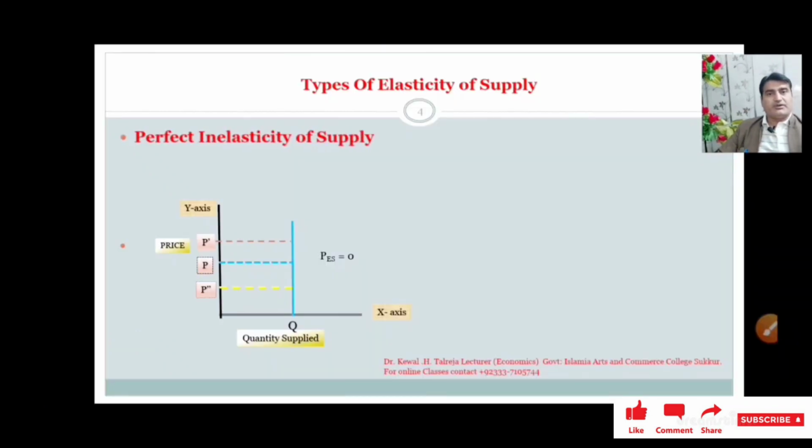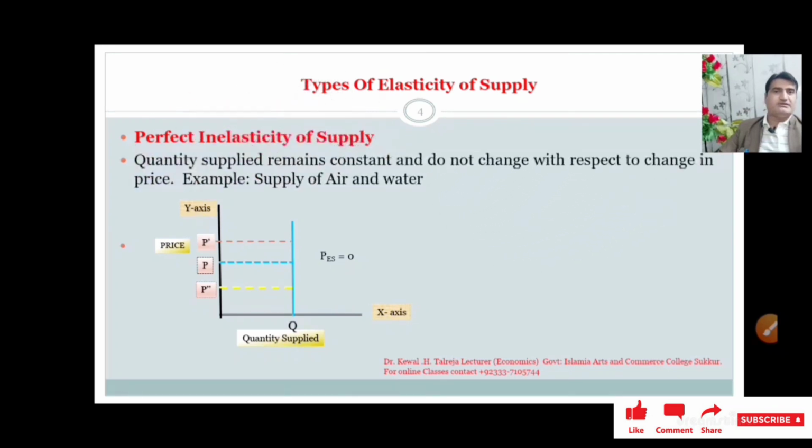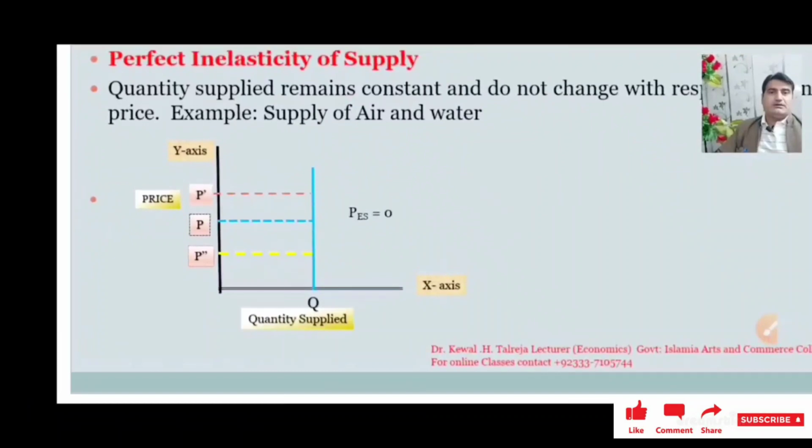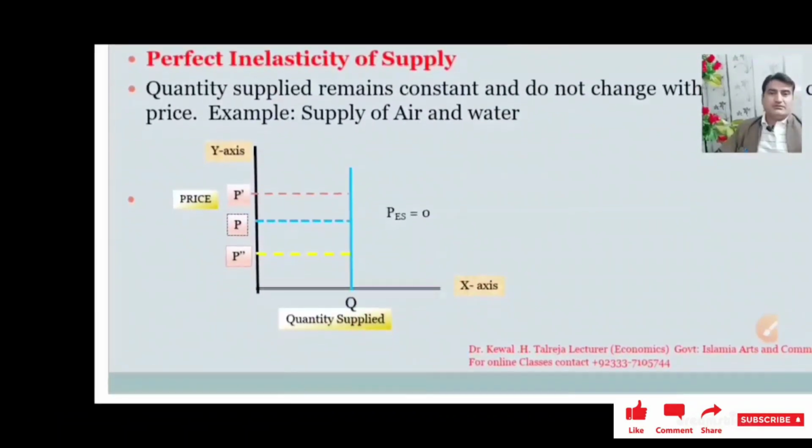Another type of price elasticity of supply is perfect inelasticity of supply. Perfect inelasticity of supply means the quantity supplied remains constant and does not change with respect to a change in price. For example, the supply of air and water. When the price is OP, the quantity supplied is OQ.